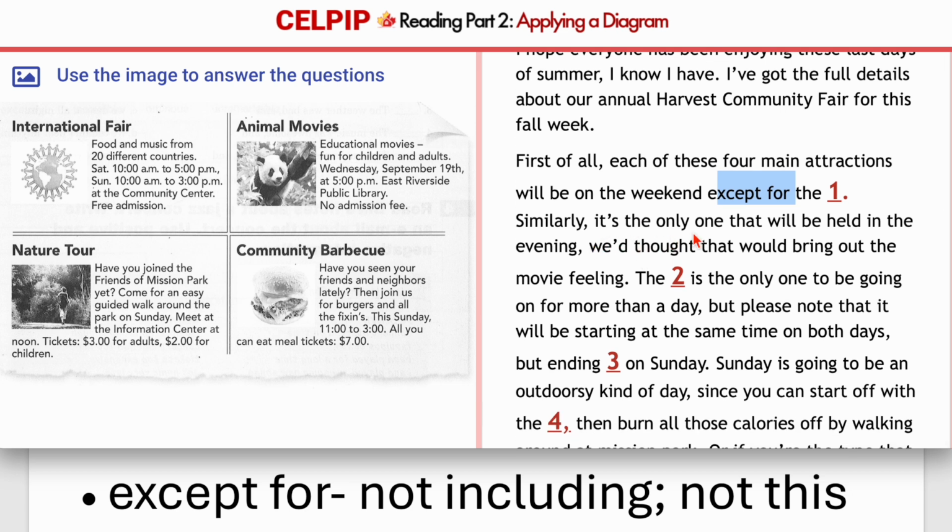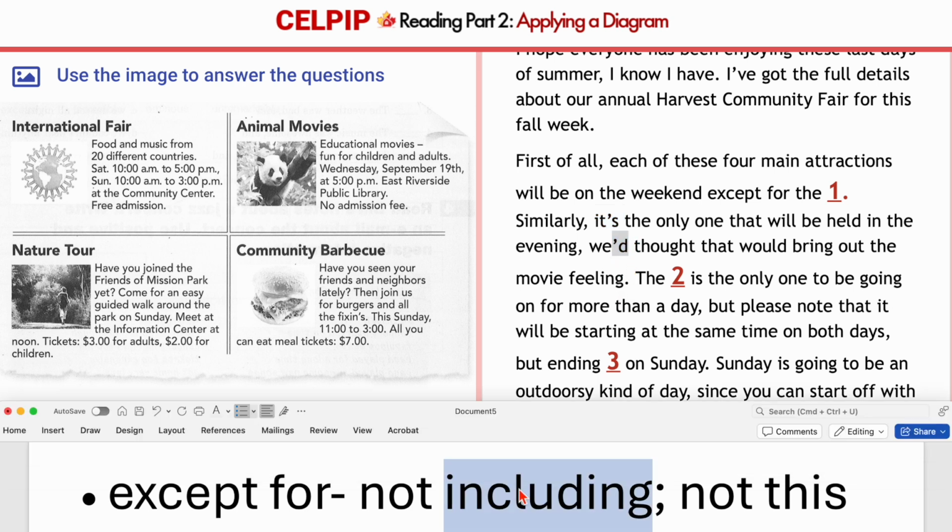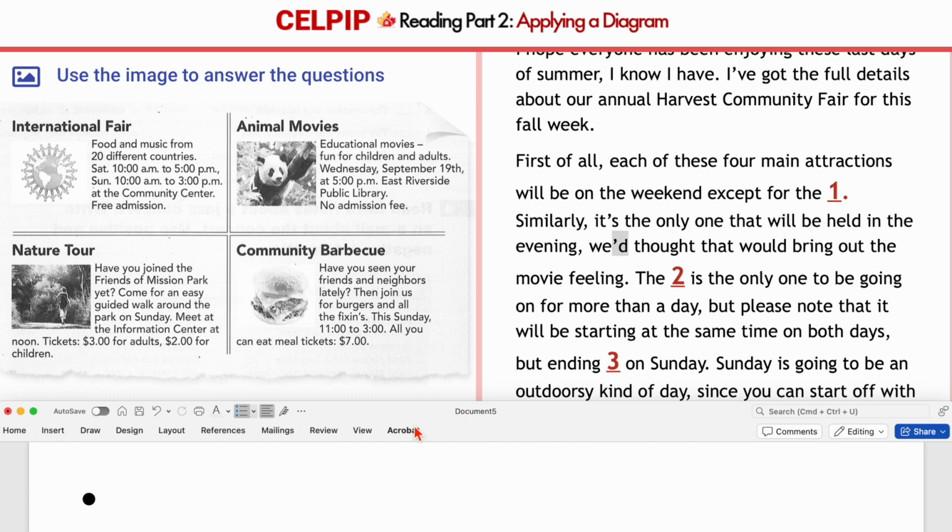Similarly, the animal movies, it's the only one that will be in the evening. We had thought, okay, that means we thought that would bring out the movie feeling. Okay. So, in the evening.